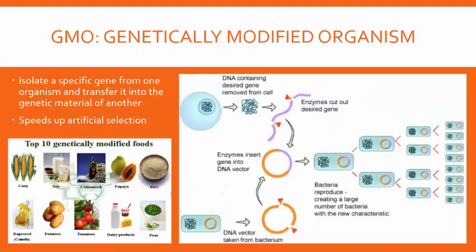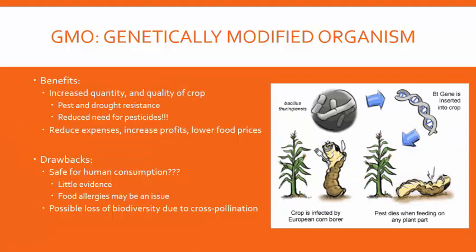Now, humans have sped up that process by doing what's called GMO foods, or genetically modified organisms. And what happens here is scientists are able to isolate and identify a specific gene that codes for a specific desirable trait. And they're able to move that gene from one species into another to help speed up this artificial selection. And this is what allows us to have all of this variety of food that we see at the supermarket today. Now, there are benefits to this.